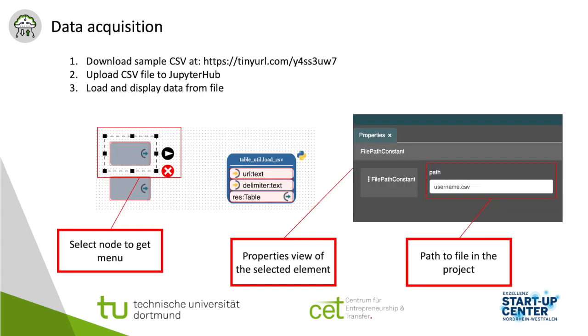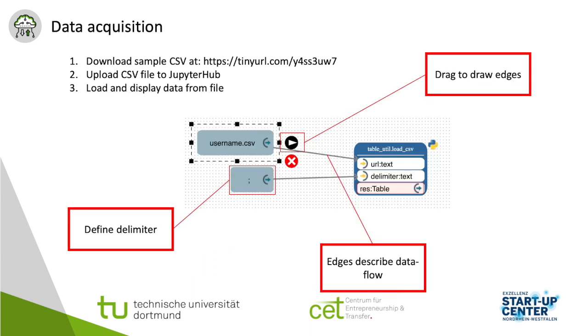The values of the two constants can be set using the area below the canvas. To do this, select the appropriate constant and enter the file name username.csv and the separator semicolon in the form that appears. Afterwards, the data flow can be modeled. To do this, first select a constant with a click. Now the black circle can be pressed and held to draw an edge to the respective input. By releasing the mouse over the corresponding input, the edge is created.